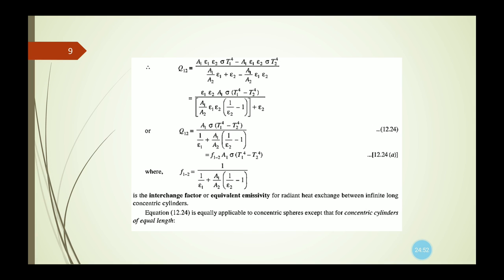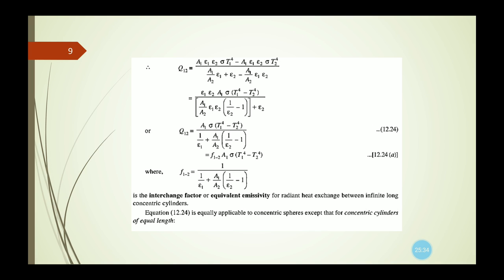In the earlier case it was the interchange factor for two infinite parallel planes, so that equation we have seen. Now here the equation of this interchange factor gets changed because here we are dealing with infinitely long concentric cylinders. This equation is also applicable for concentric spheres, except that for concentric cylinders of equal length. So this equation for the interchange factor, we need to again remember to solve the numericals.